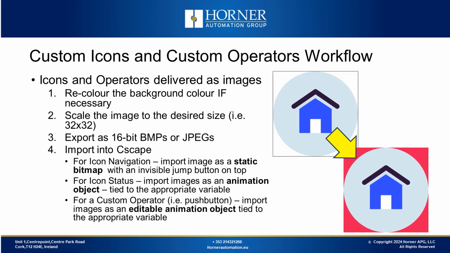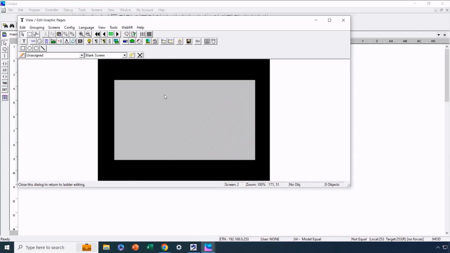If you are using an icon as a jump button, then you will need to place a static bitmap object over the icon. However, if you are using an image or a set of images as an animation object to show something that is on or off, then you will instead need to place an animation object over the icon. Now let's return to Cscape and look at how we can implement these custom icons and operators into our project.